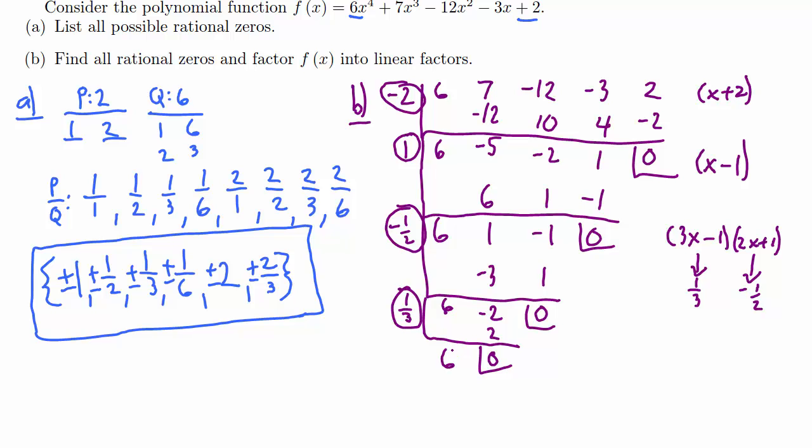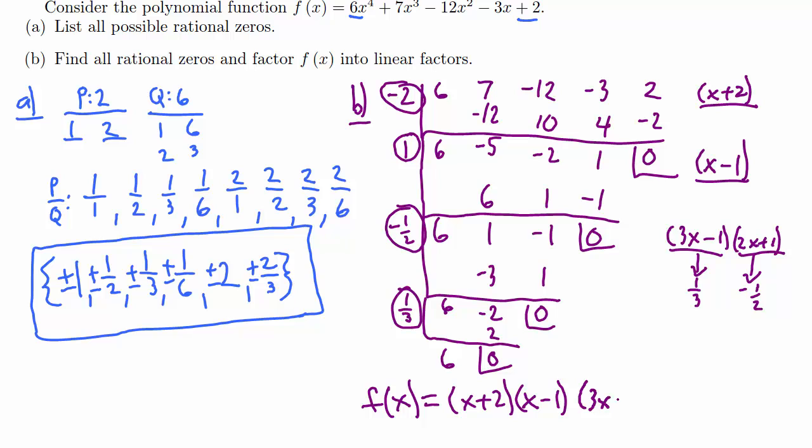Now notice that this 6 down here is just a constant. Okay, so remember that we had x plus 2, x minus 1, 3x minus 1, and 2x plus 1. All of those are the factors of this polynomial. So really what you could have done, you didn't have to do any of this extra down here. You could have written down the factorization as x plus 2 times x minus 1 times 3x minus 1 times 2x plus 1. And that is the factorization. That's perfectly fine.